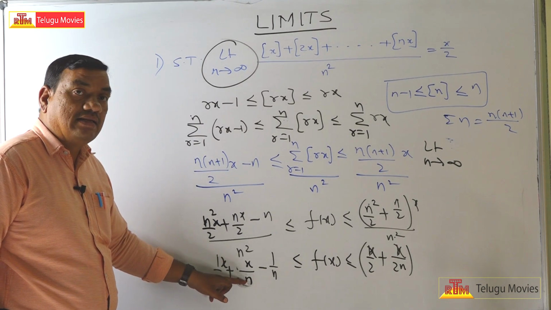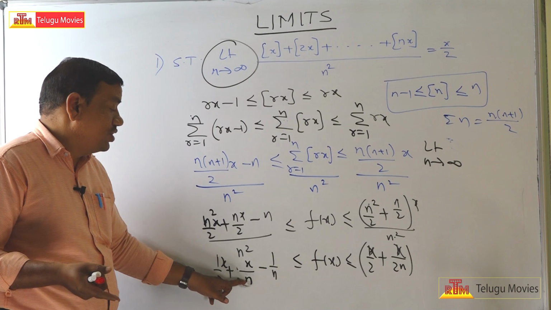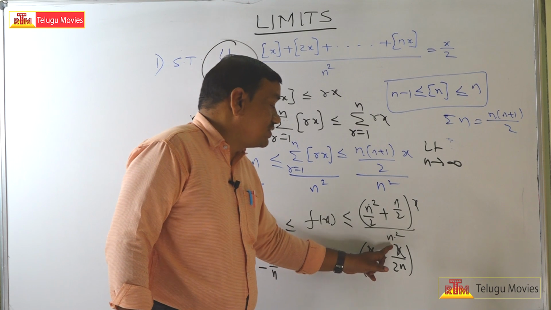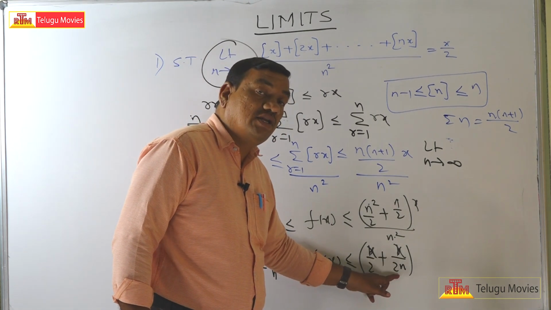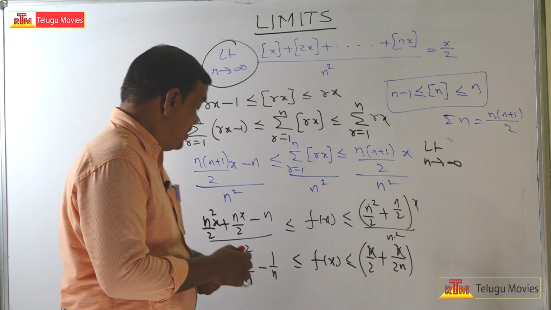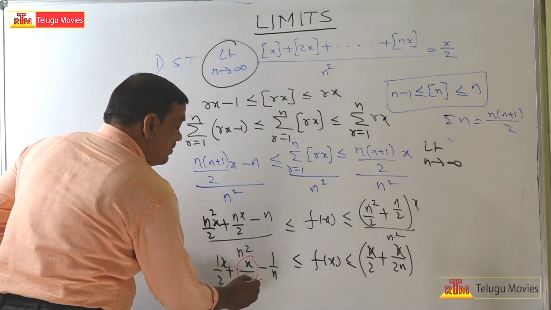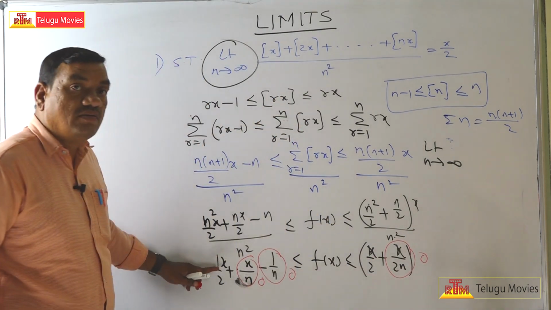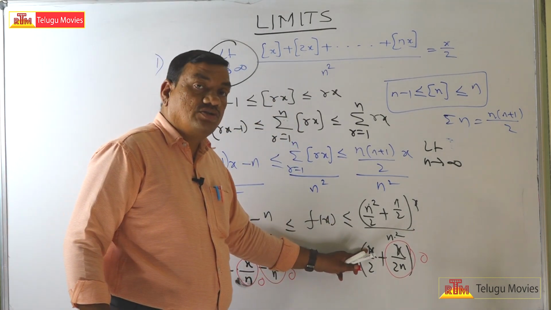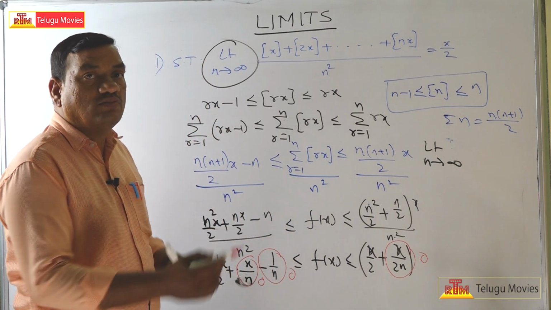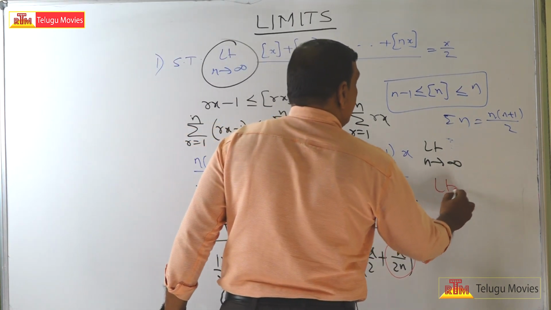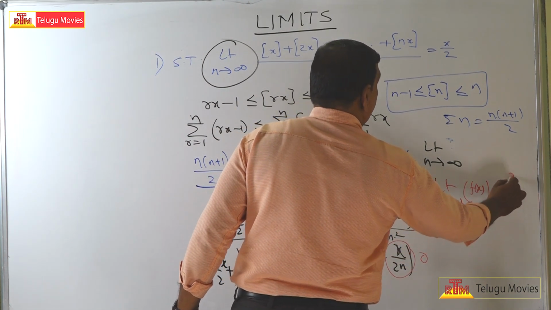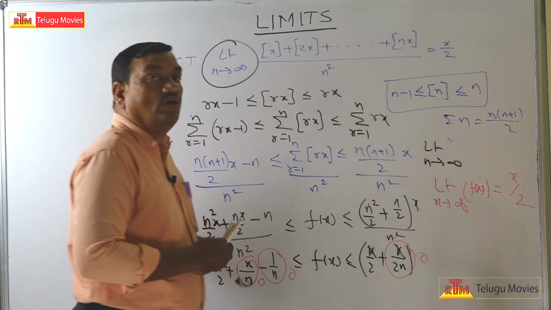Here 1 by n, as n tends to infinity, 1 by n tends to 0. Here also, 1 by 2n with denominator 2n also becomes 0. That means this value becomes 0, this value becomes 0, this value also becomes 0. So what remains? x by 2, x by 2, x by 2 remains. Therefore, limit x tends to infinity, your function f of x is equal to x by 2. You will get x by 2.